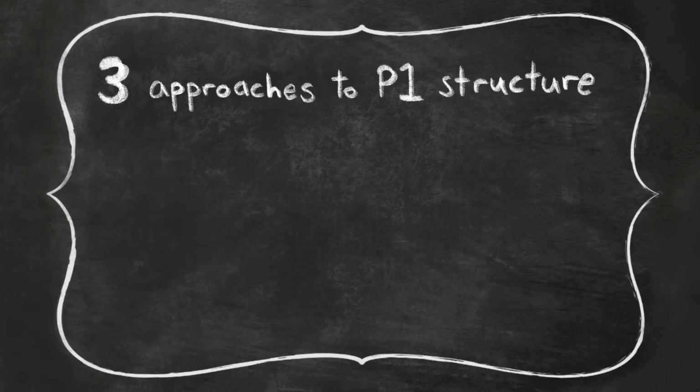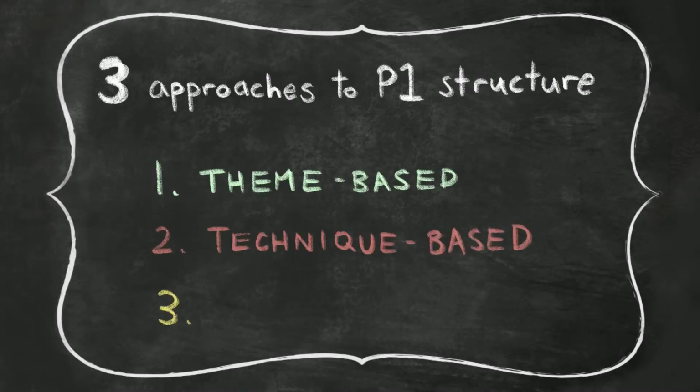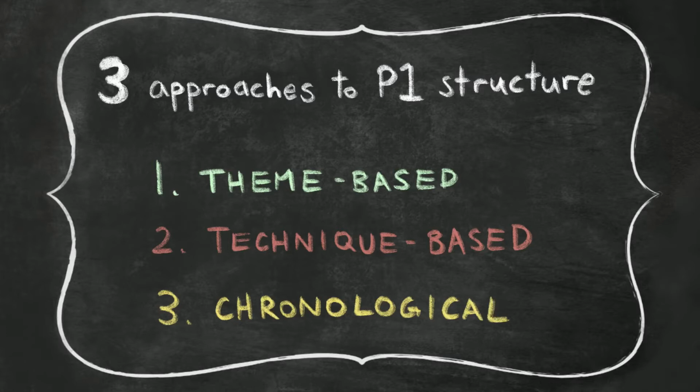We can basically split the different approaches to paper 1 into 3 essay structures: theme-based, technique-based, and chronological. According to your strengths and what's in the passage, you can choose which one works for you. But let's go through the pros and cons of each one.